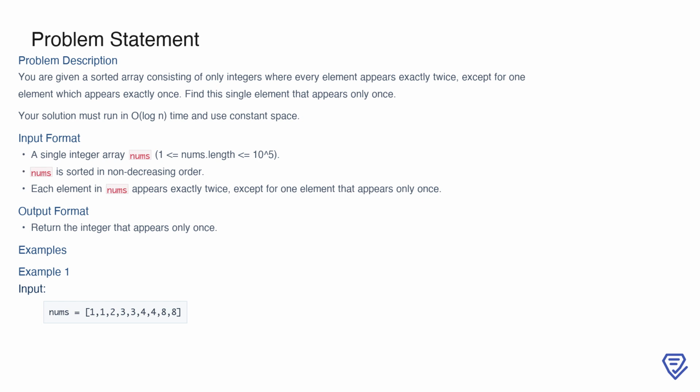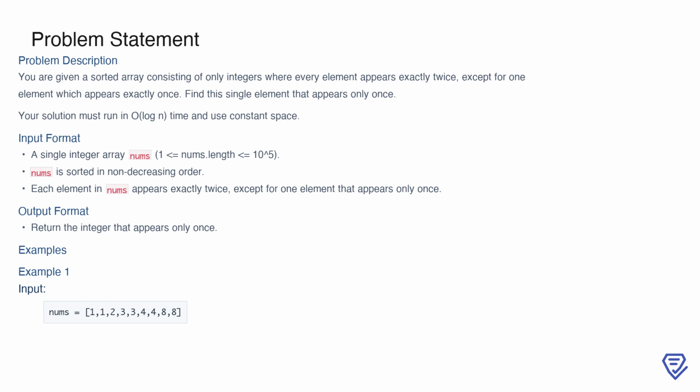The input is a single array called nums, which is sorted in non-decreasing order. The length of the array is guaranteed to be odd, and every element in the array, except for one, occurs in pairs. The output is the integer that appears only once.